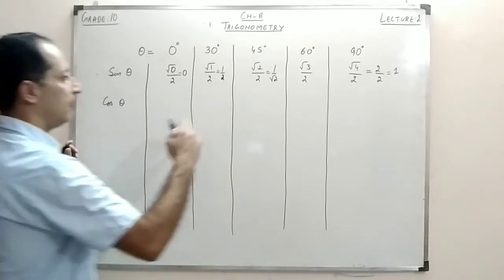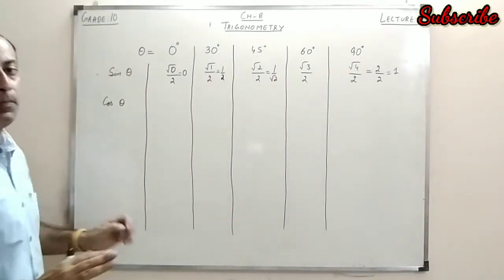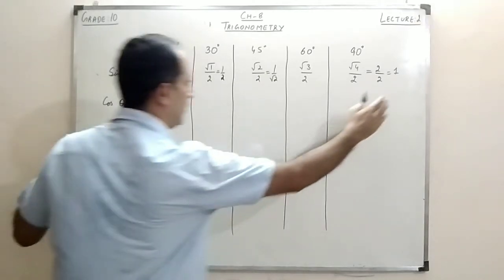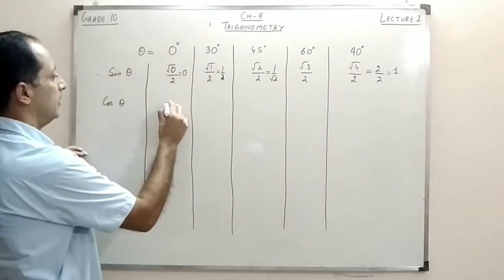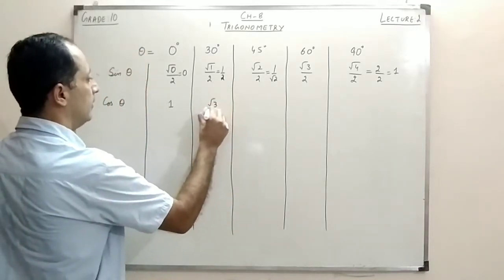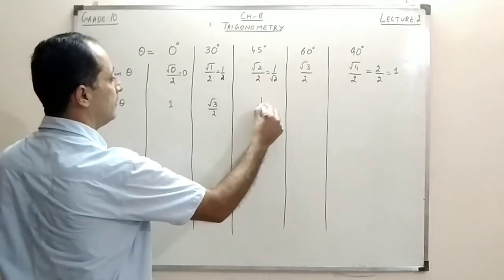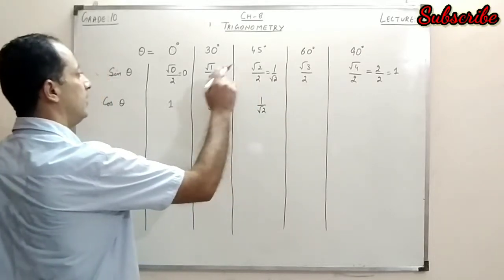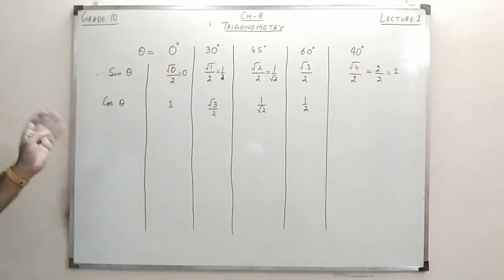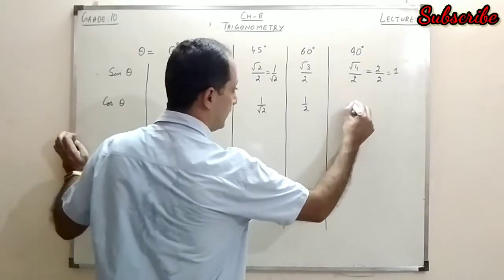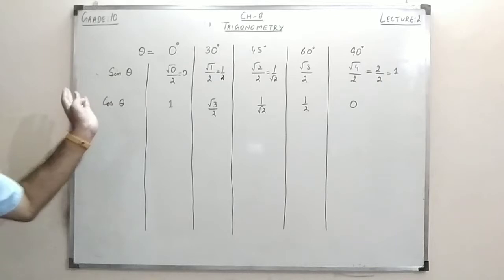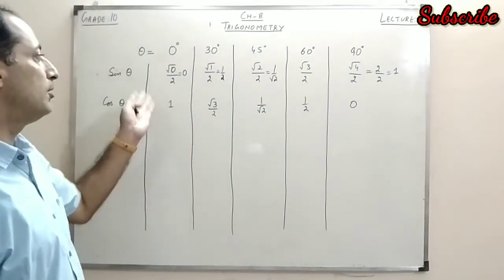For cos theta, we write the values of sin theta only, but in the reverse order. Like for cos 0, we write this value in the reverse order. Then for cos 30, we write this value. This remains the same. For cos 60, this value will come here, that is 1 by 2. And for cos 90, the value of sin 0 will come, that is 0.